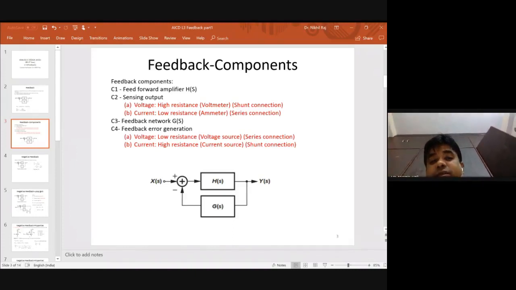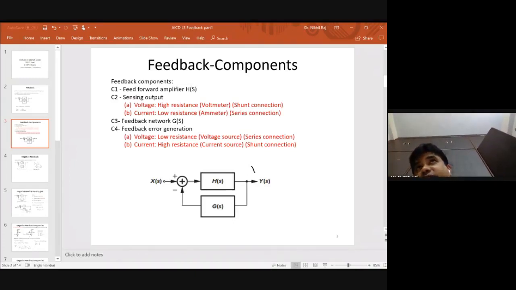Whenever any feedback is employed in any circuit, apart from its original form, there are basically four types of components you will see within the system. Number one is your feed forward amplifier, which is denoted by H(s). Number two is your sensing output.